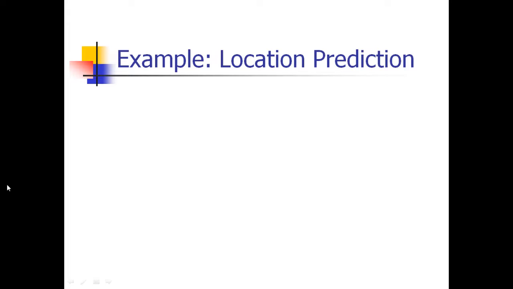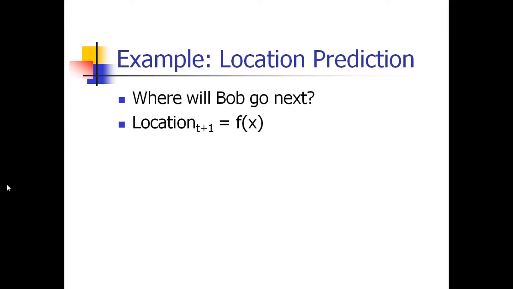Some examples of location prediction: where will Bob go next? We don't know. He may go to the office, or he may go to the park, or he may go to the temple, or he may go to his relative's house. So where will he go next? Here it is classified as location at t plus 1. Already the location will be t. Now location t plus 1, because we are going to add a new location.